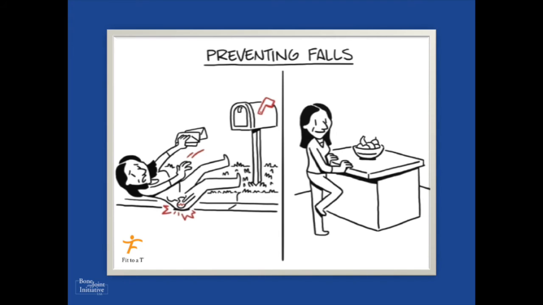Keep your home safe. Remove any loose throw rugs. Increase the lighting, especially in your bedroom and your bathroom. Make your stairs safe by having handrails on both sides, and install grab bars in key areas such as your bathroom. And be honest with your doctor with how many falls you have had, because we certainly want to help you and try to prevent any more from happening.